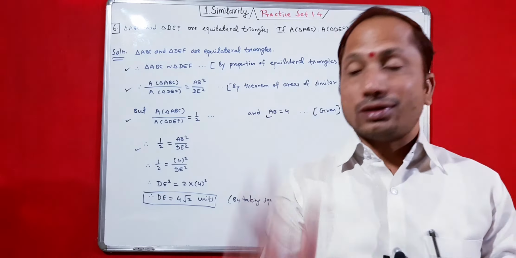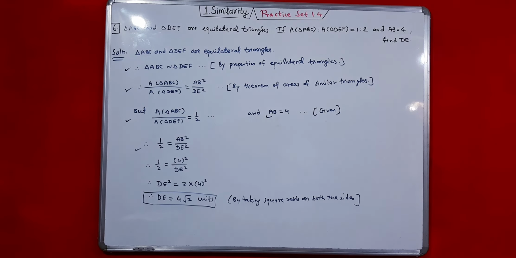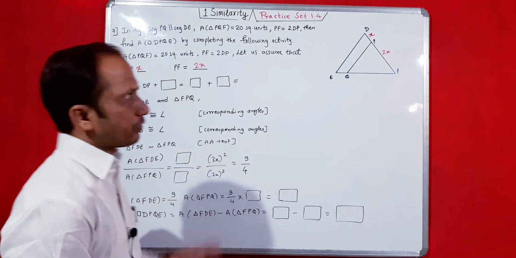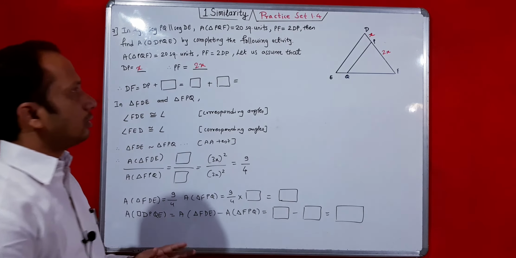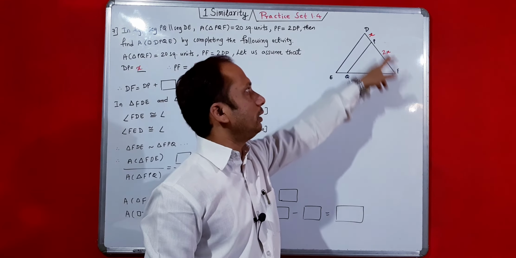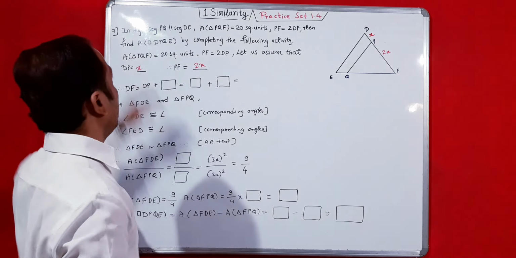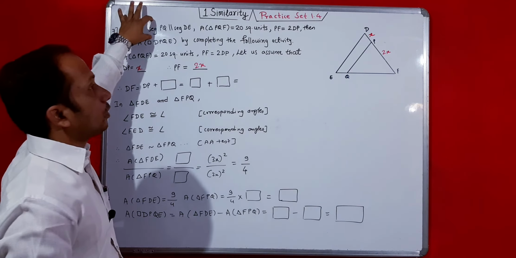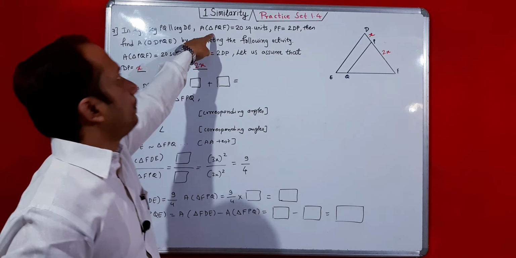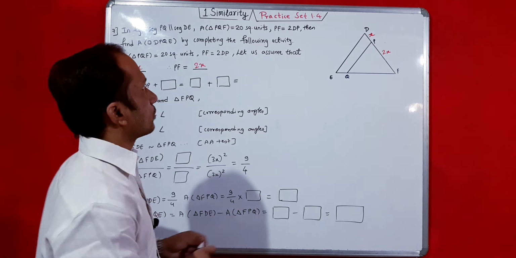This is problem number 6, and now we are going to solve problem number 7. We'll solve the 7th and last question of practice set 1.4. Now in this case, one diagram is given, with triangles DFE and PFQ, and some assumptions are given. In the figure, PQ and DF are parallel to each other. Area of triangle PQF is 20 square units, it is given.